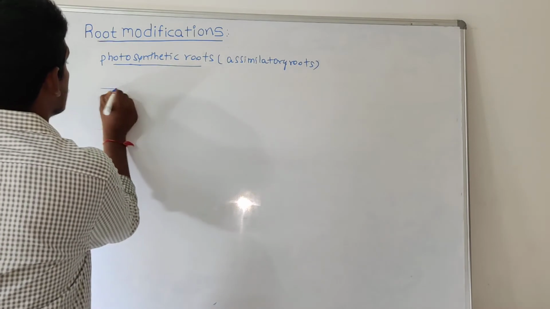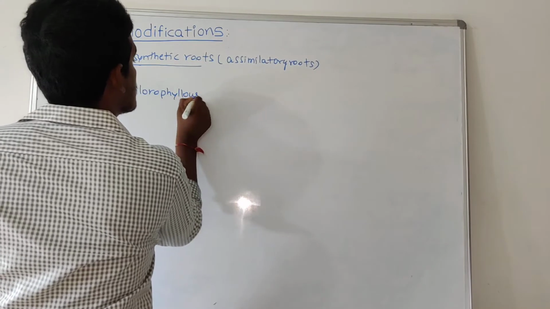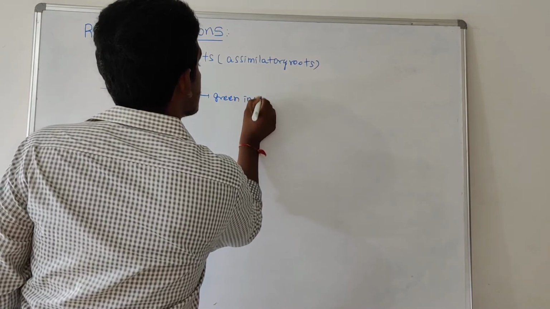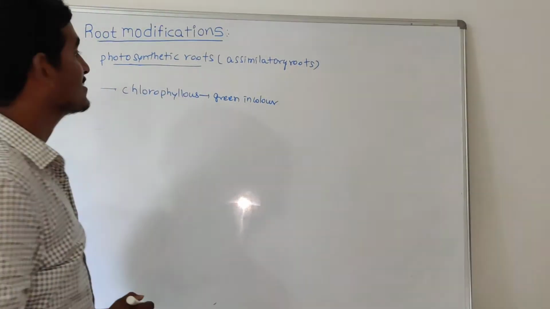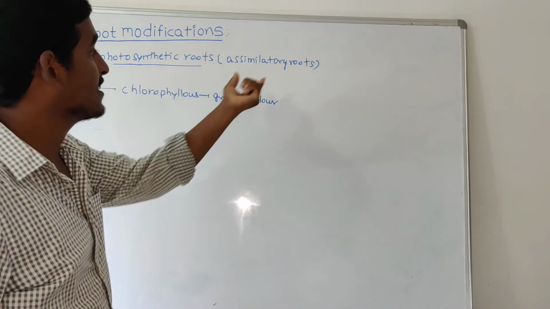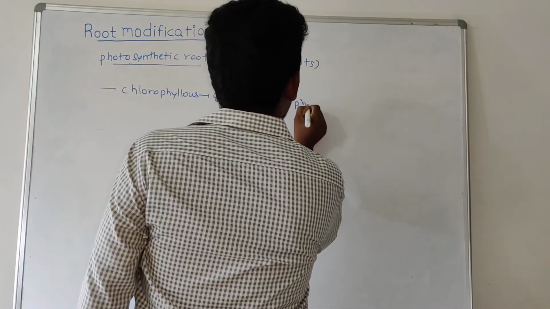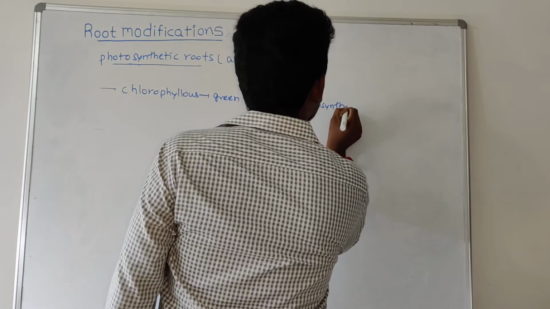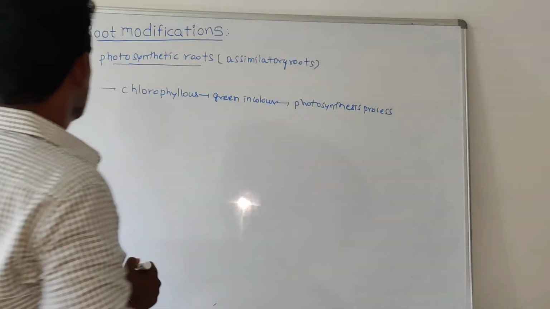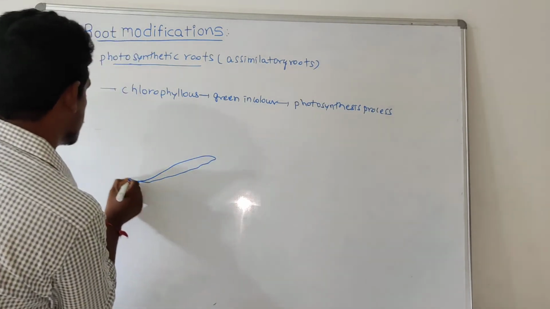So here the roots are chlorophyllous roots. These roots are green in color. With the help of sunlight and CO2, they easily perform the photosynthesis process. See, I will draw the diagram.